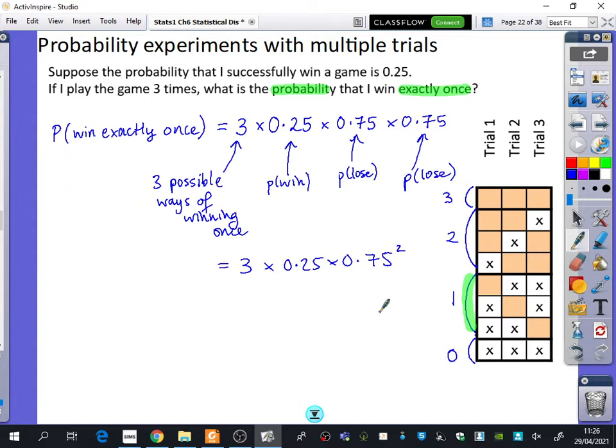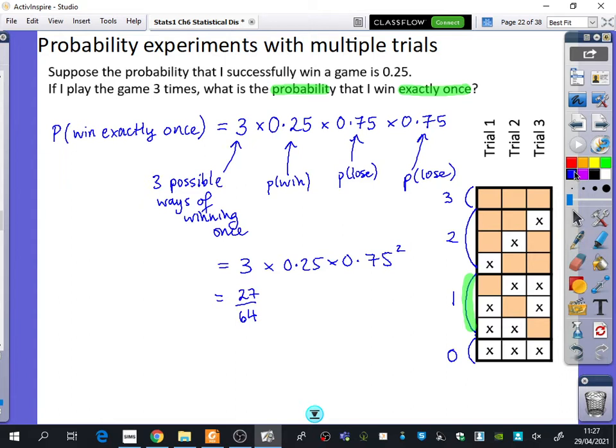So that's 3 times 0.25 times 0.75 squared. And we get the answer 27 over 64. Or if you wanted it in a decimal, it's a bit long. It's 0.421875.